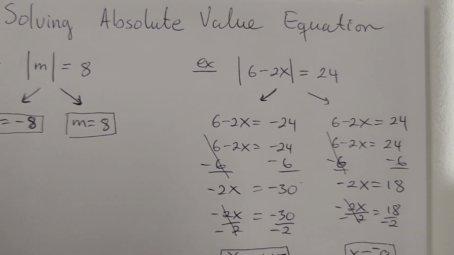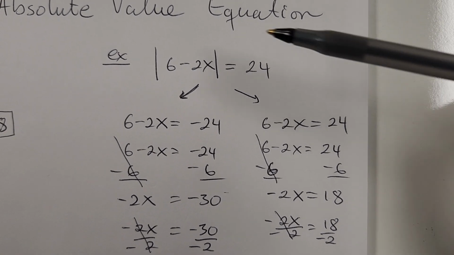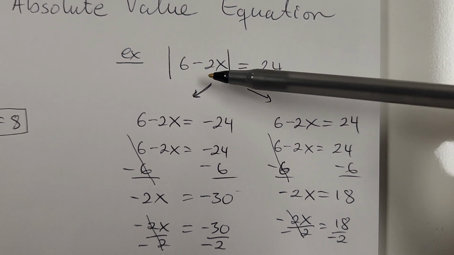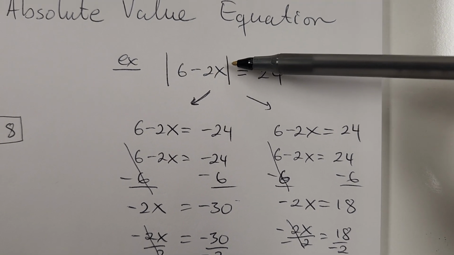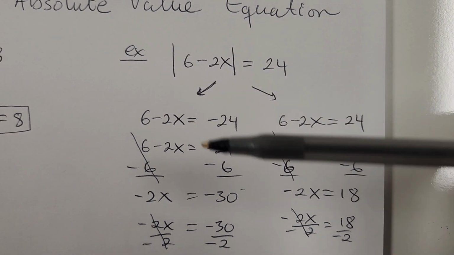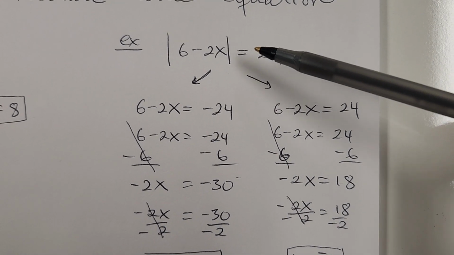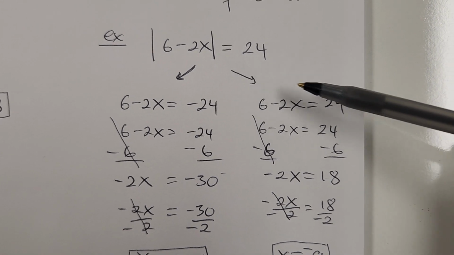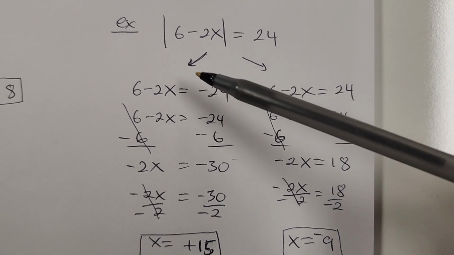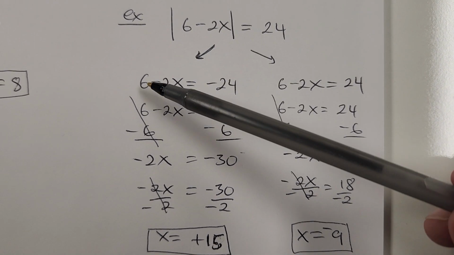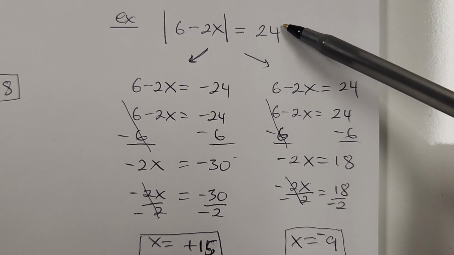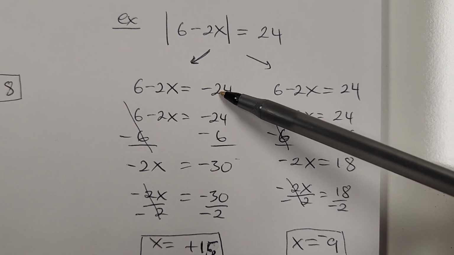Okay, next example, same thing. Make sure the whole absolute value is by itself. That means there's nothing here and there's nothing in the front. Okay, so split that up on the left side and on the right side. So everything stays 6 minus 2x, except the 24 will become minus.